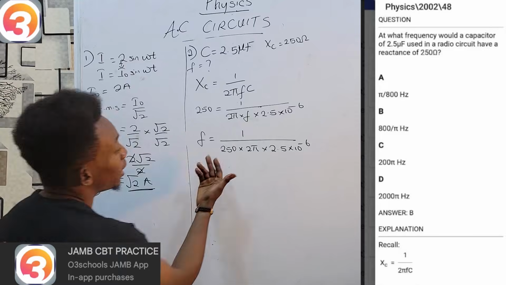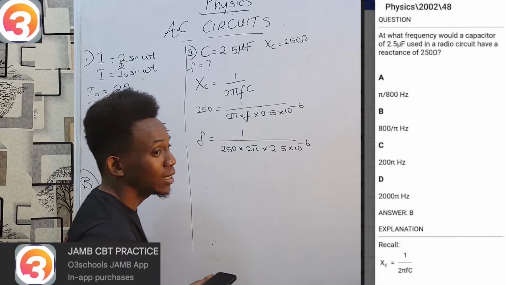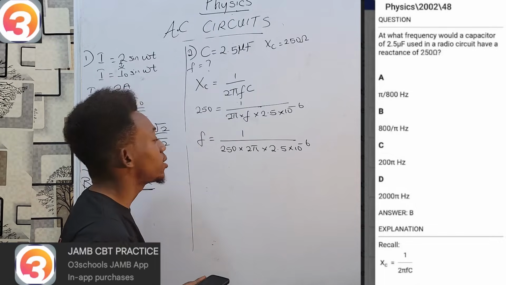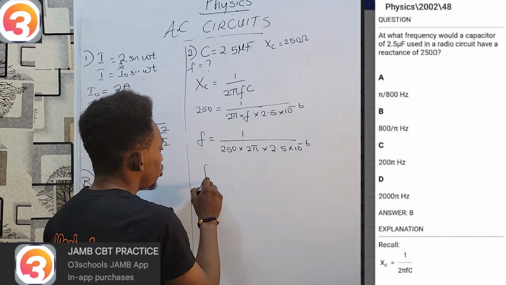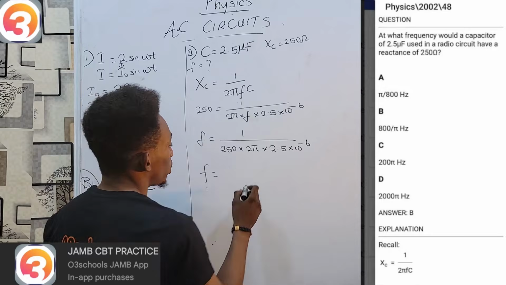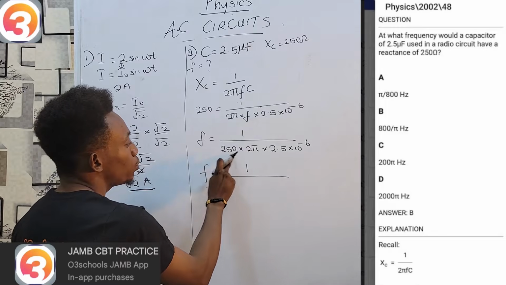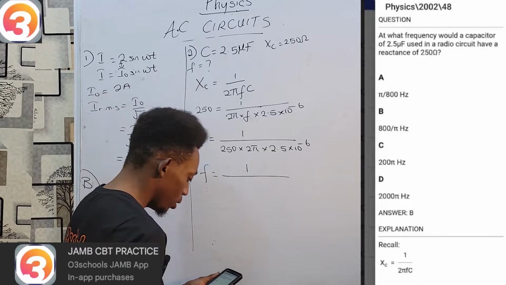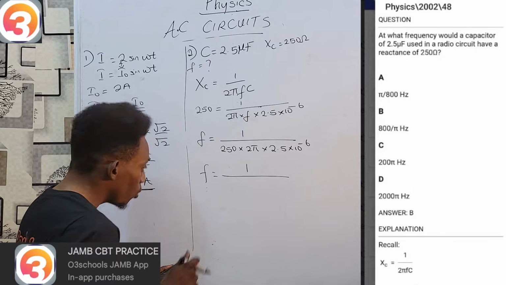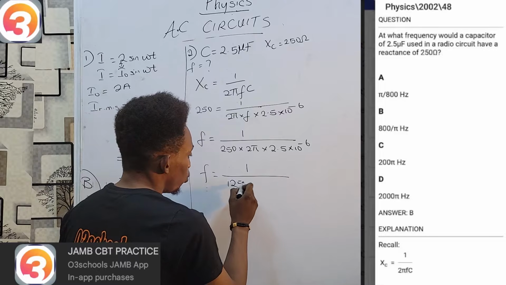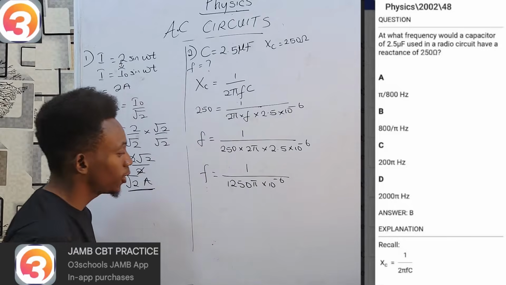Now, how do we analyze something like this using our standard JAMB calculator and not a scientific calculator? How do we solve? That's the next question. We can then ask ourselves, what can we do about this? Let's start off by simply dealing with the numbers that we can actually handle. This will be 1 over 250 times 2 is 500, and 500 times 2.5 will be 1250. 1250 pi times 10 to the power minus 6.